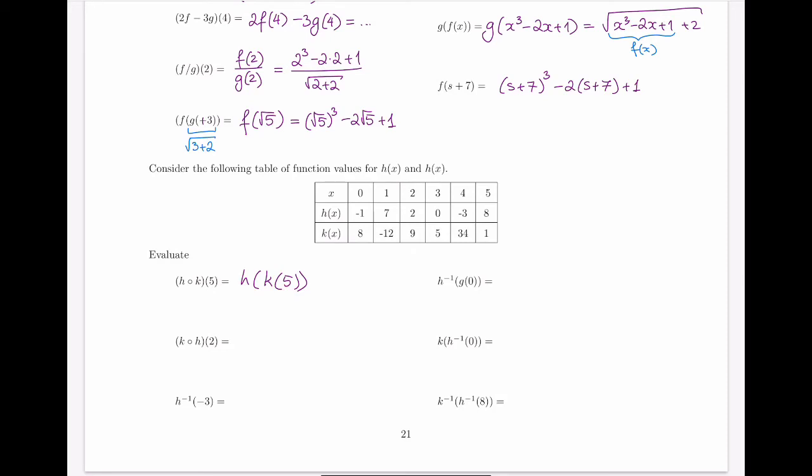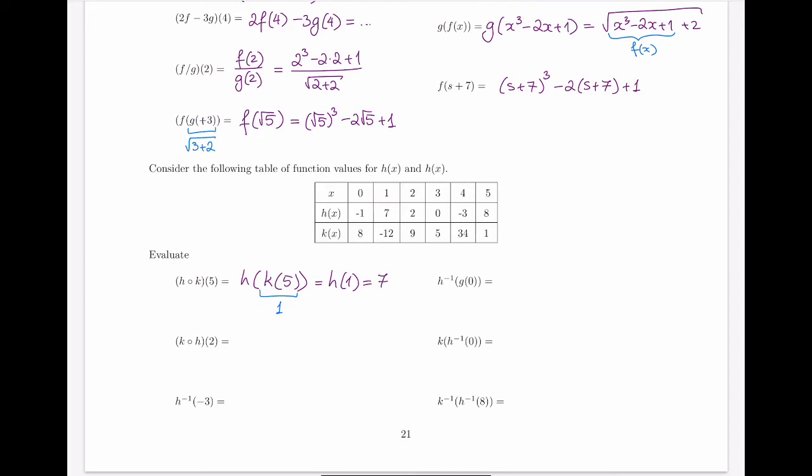Okay, so first of all, I'm going to calculate k of 5. And so let's see how this table works. The first row gives me values of x, then it's values of h at specific points x, and then values of k. So k of 5 means my x is 5, and I'm looking for the value of the function k, which will be this one right here. So k of 5 is 1, which now means that I have to calculate h of 1. I have to go back to the table. So now my input is 1, and I have to calculate the h function for it. So overall, I have 7.